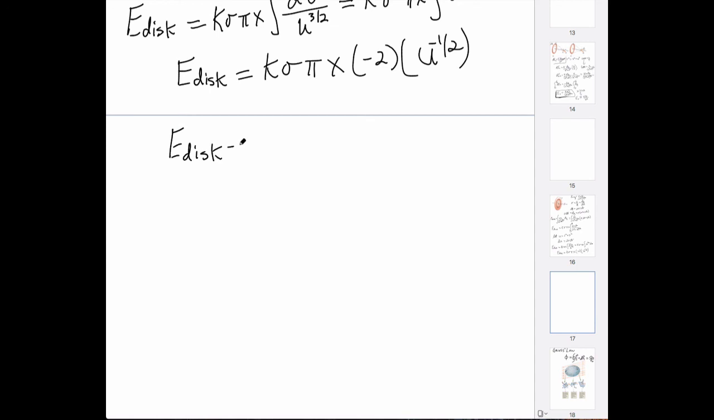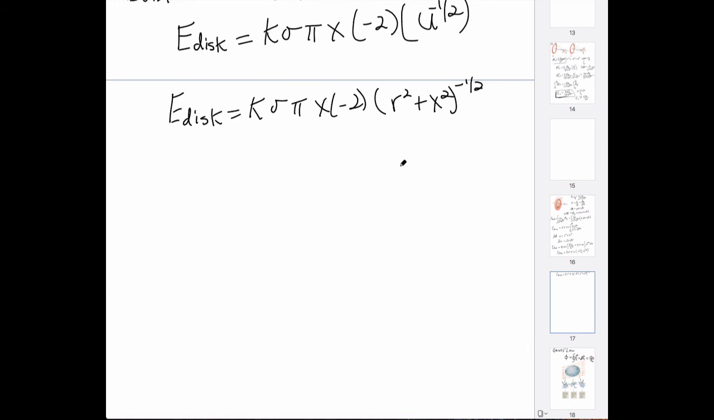So E disk is k sigma pi x. I got negative 2 that I almost forgot. And instead of u to the negative 1 half, I've got R squared plus x squared to the negative 1 half. Okay, remember x is our variable. This guy's a constant, still a constant, still a constant. And so it's negative 2. Now, I almost left the limits out after all of that complaining. My limits are from 0, no radius, where there'd be no charge, all the way out to R, all of the radius, where we have all of the charge.